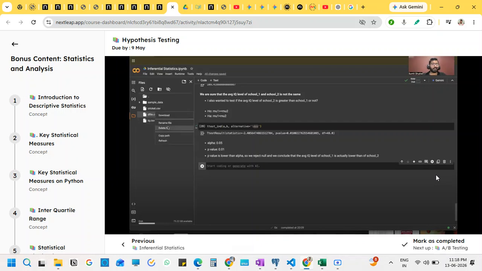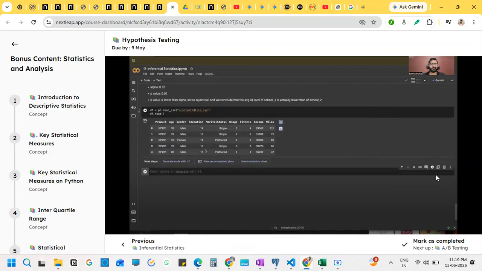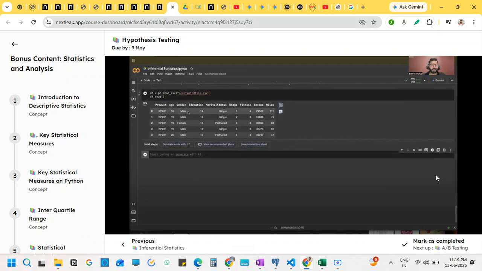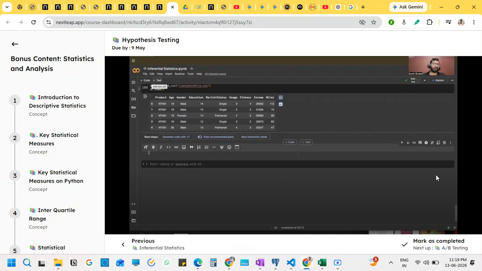Okay, let's take this file. Copy path. df is equal to pd.read_csv, df.head. Now here, I want to compare the income of male and female. I want to compare whether the average income of male is the same as that of female or not. So let's add the objective.